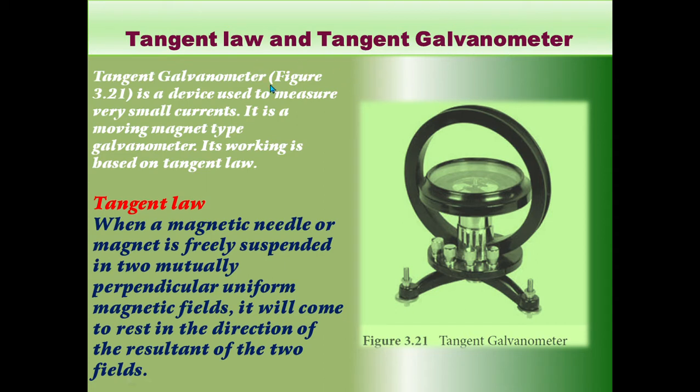This is a very important 5-mark question from your third lesson, 12th standard physics subject. Tangent galvanometer. This is the picture of the tangent galvanometer. What are the uses of this tangent galvanometer? It is a device used to measure very small current.